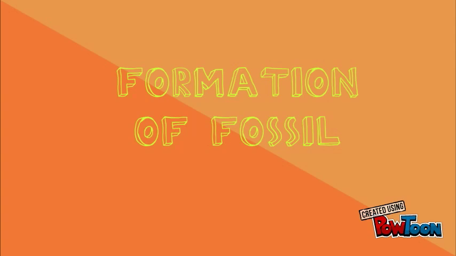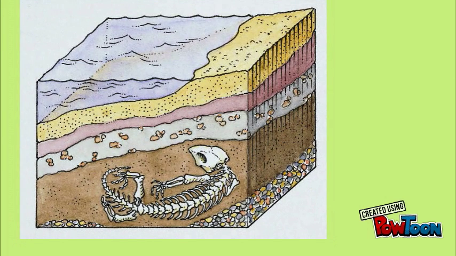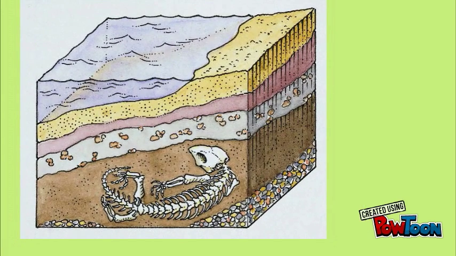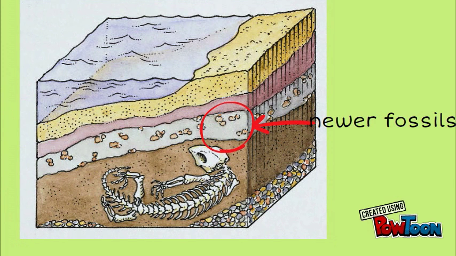Formation of fossils. We can also find out how old a fossil is. The first method, that is, the relative method, is quite simple. It works on the principle that when we start finding fossils, the ones that are found closer to the surface are more recent than the ones found deeper.